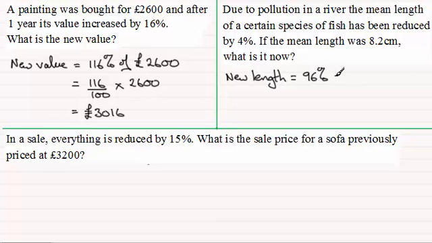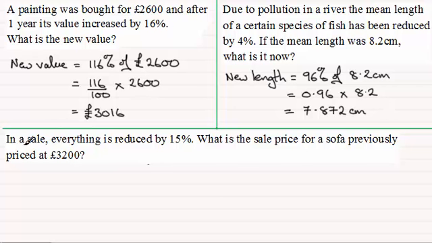96% of 8.2 centimetres. And for this one, I could write this as 96 over 100, or I could just simply write it then as 0.96 for short. Of would be to times and then 8.2. Work this out in your calculator and you should find you get 7.872, and that will be measured in centimetres.